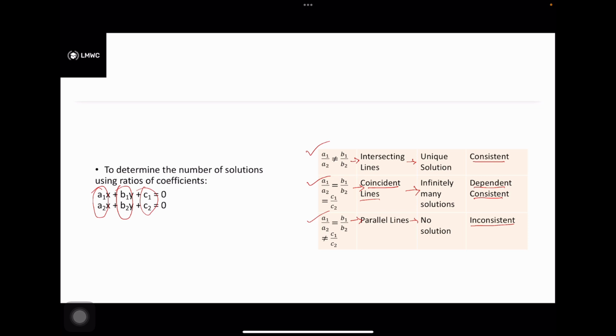With this, we are done with chapter number 3. In the next video, we are going to talk about the examples and then the exercise of this chapter.